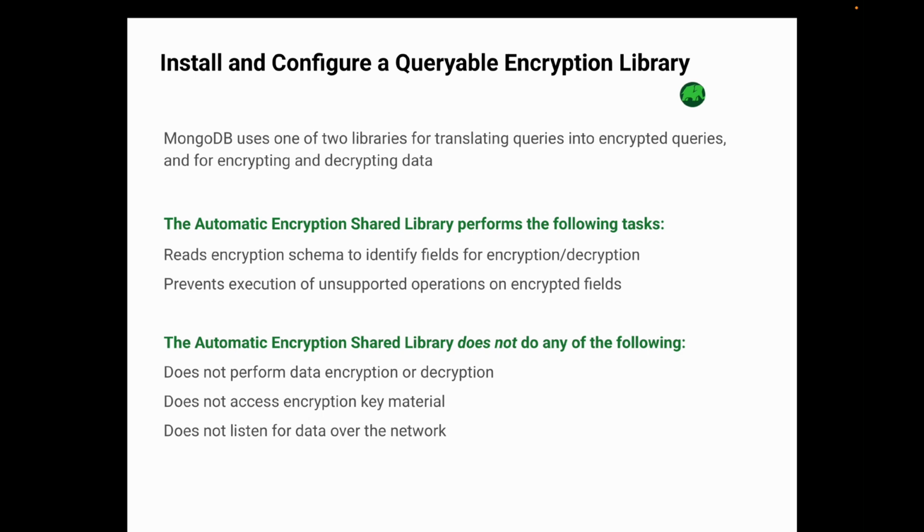The automatic encryption shared library performs the following tasks. It reads the encryption schema to identify which fields to encrypt or decrypt. It prevents execution of unsupported operations on encrypted fields. The automatic encryption shared library does not do any of the following. It does not encrypt or decrypt data itself. It does not access your encryption keys directly. It does not listen for data over the network. This separation ensures that keys remain secure and that only the MongoDB driver handles actual encryption or decryption processes.